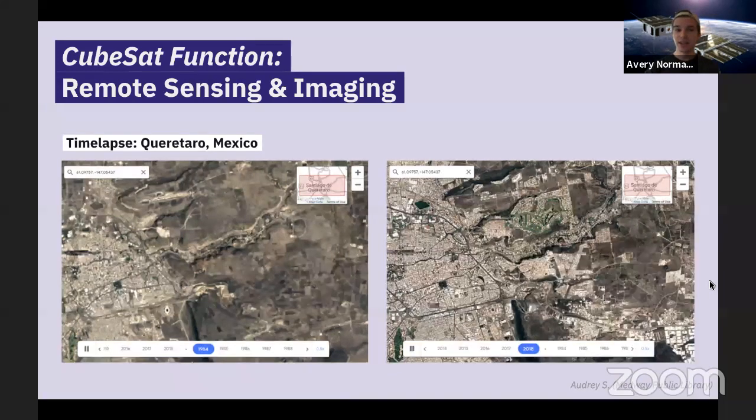Another example of time-lapse imagery, or taking a series of images over time and noticing changes, was contributed by Audrey, and this is in Querétaro, Mexico, looking at urban development. And so we can use the changing images over time to either track changes to the Earth or even track changes to what people are doing in terms of urban development or deforestation or reforestation, or in this case, making green spaces and expanding cities.